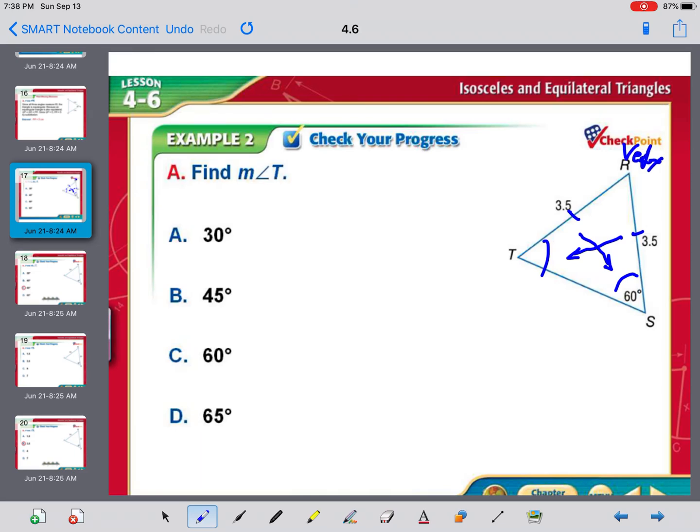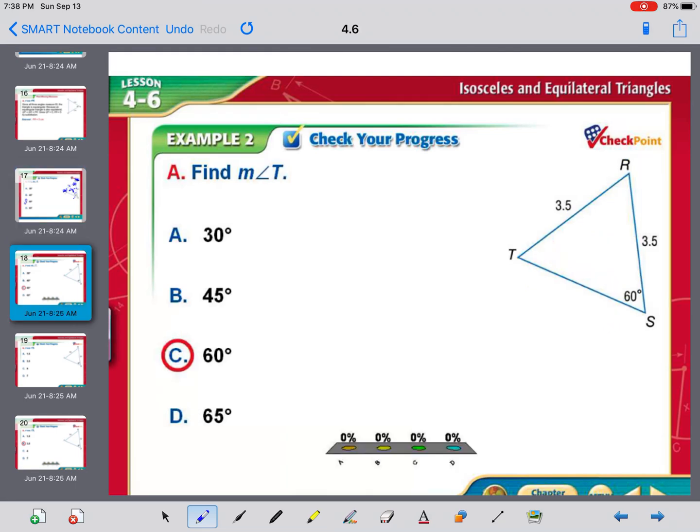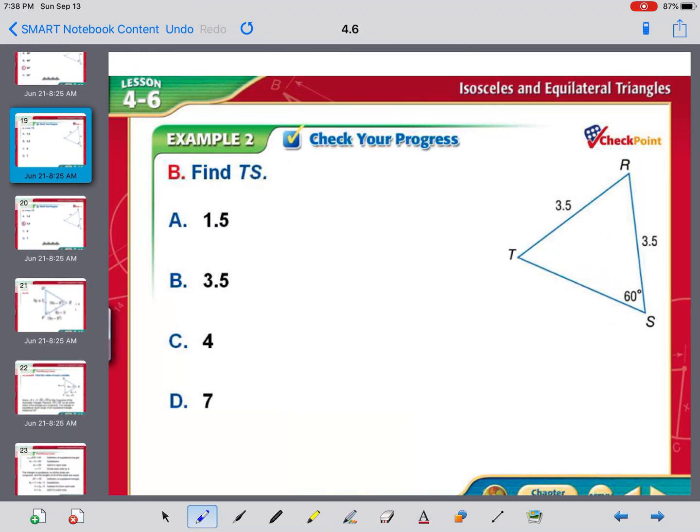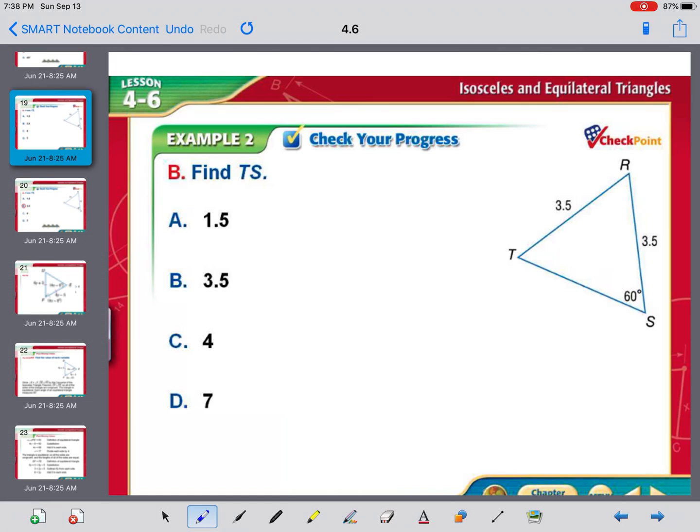Measure angle T, this one. Well, because these two sides are congruent, then these two angles are congruent. Would you agree? Because those are opposite of the congruent sides. Those are base angles. This is the vertex angle up here. That's how that would have to work.